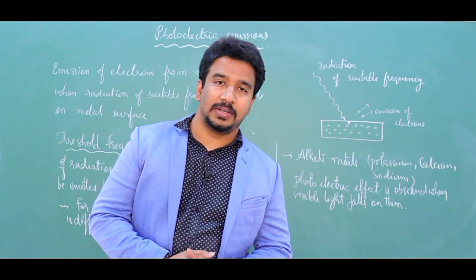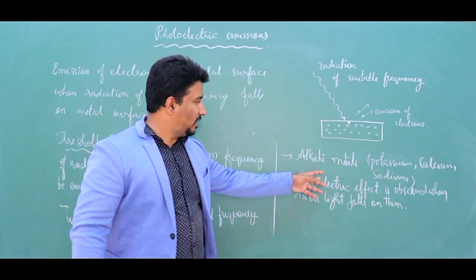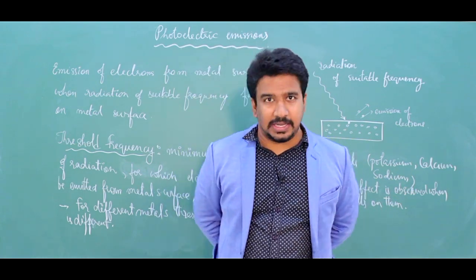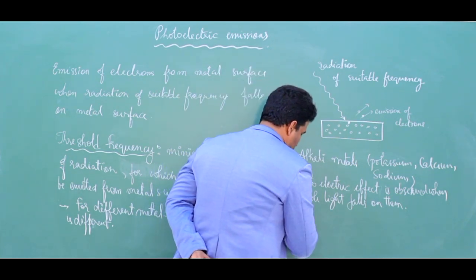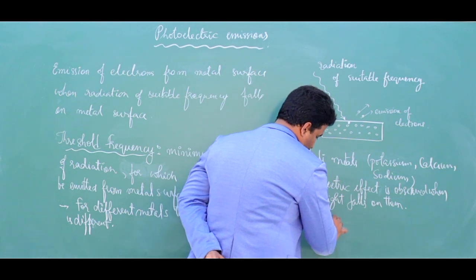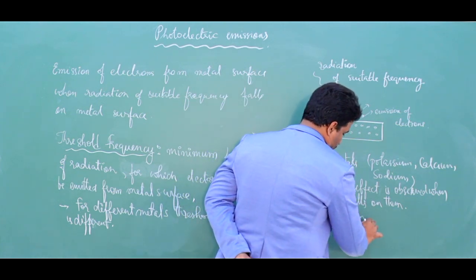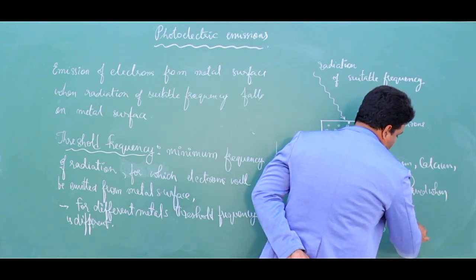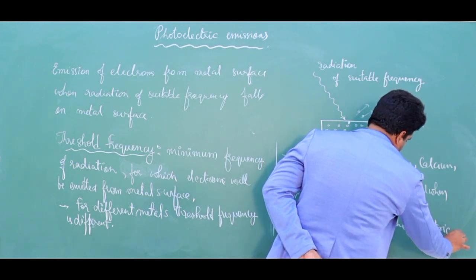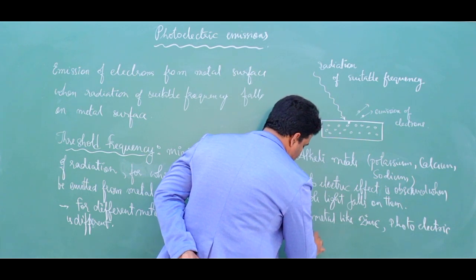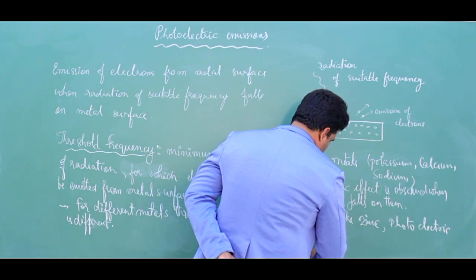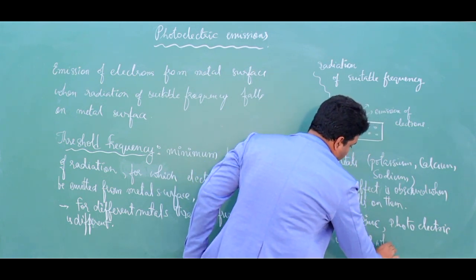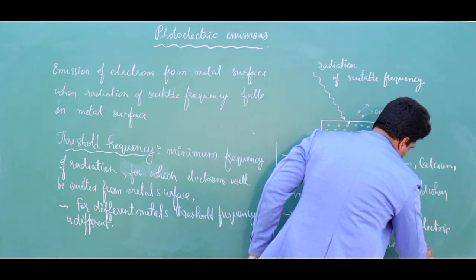See, what is the meaning of it? Normal visible light, children, if it falls on alkali metals like potassium, calcium, sodium, electrons are emitted easily. But for some metals like zinc, photoelectric effect is observed when UV rays fall on it.